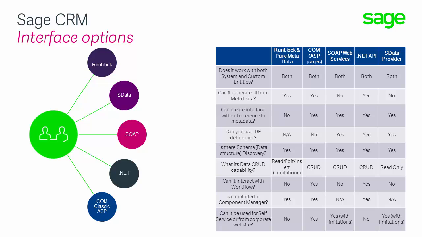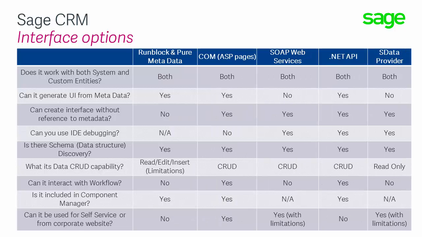This slide that we see in front of us looks at the different interface extension options, and it provides a survey of the different possibilities when using these approaches of RunBlock, the interactive dashboard, using the COM ASP pages, SOAP-based web services, .NET API, and the S-Data provider. You can see that custom and system entities are available across all of these different techniques, so they can be referenced there by any of the ways of customizing the interface.